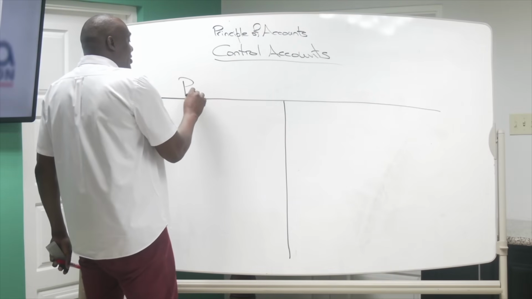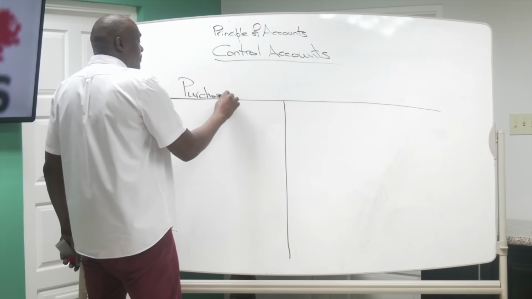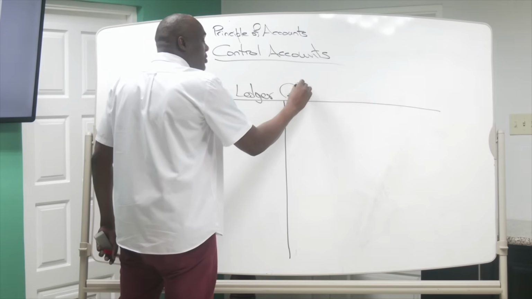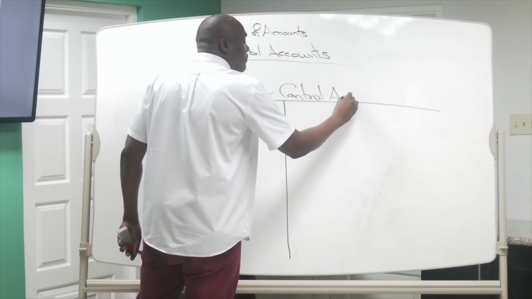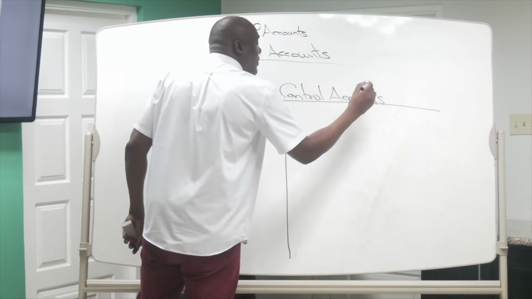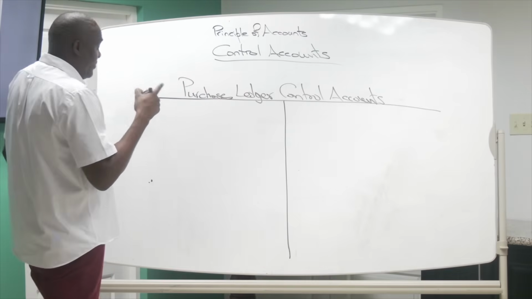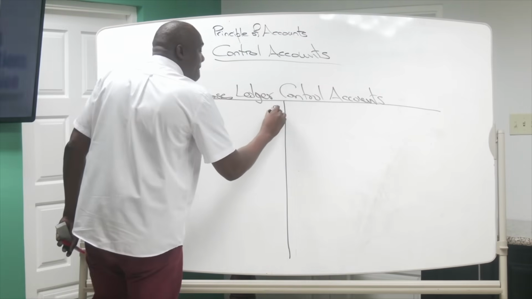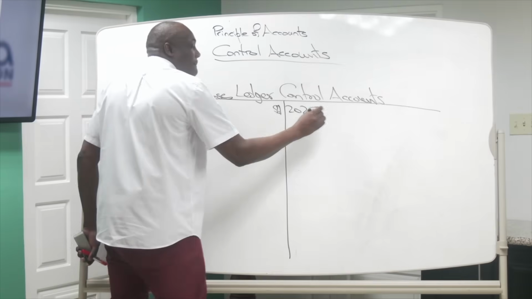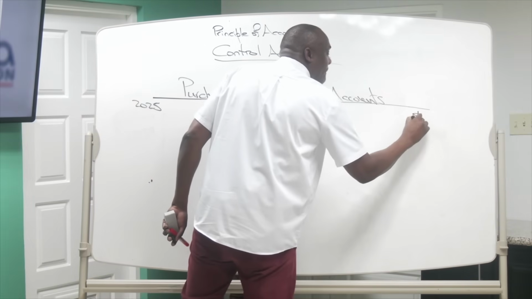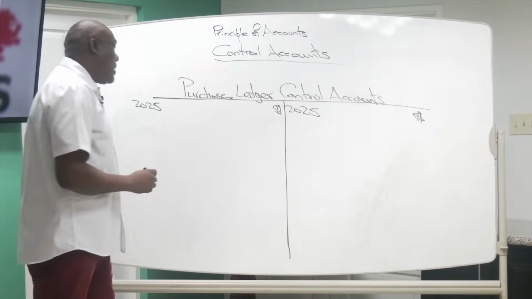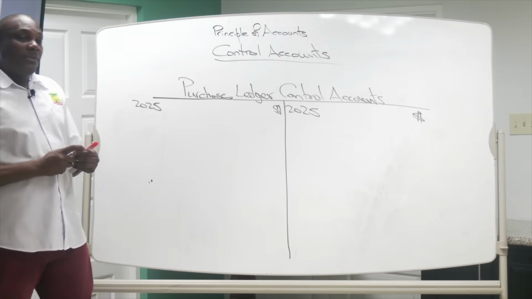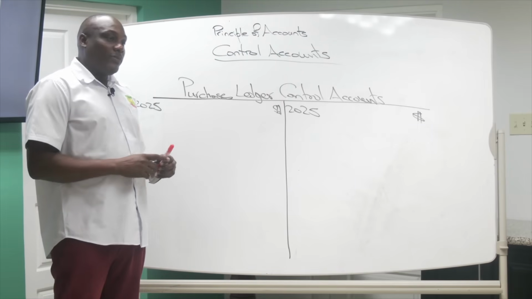So, purchases ledger control account. The year, current year, 2025. Good. And we're using the calendar year just the same, starting January 1 and December 31st.